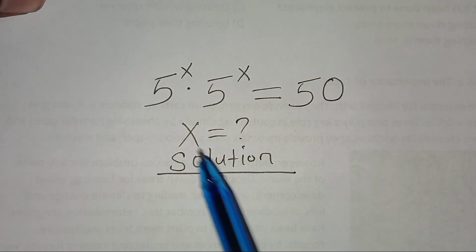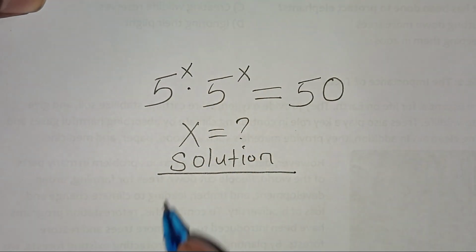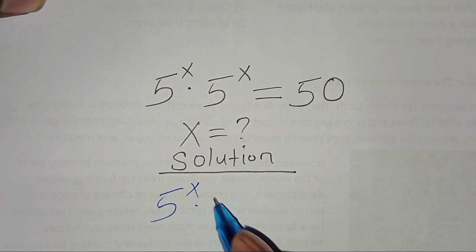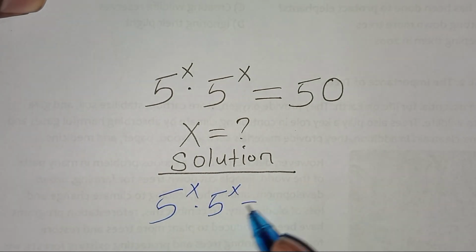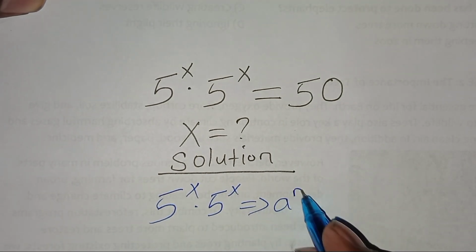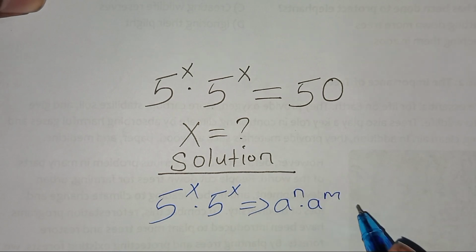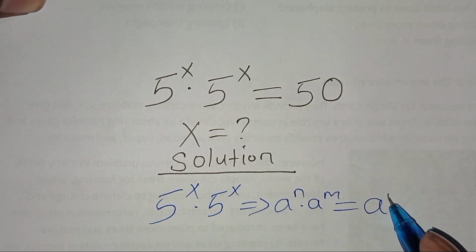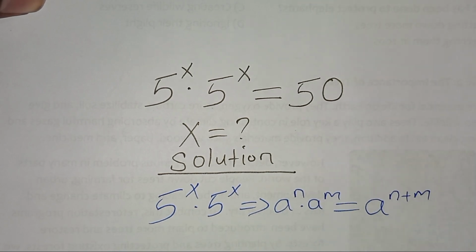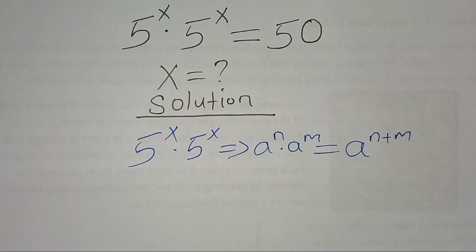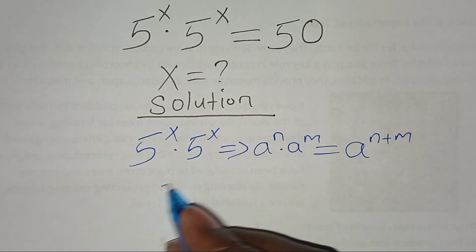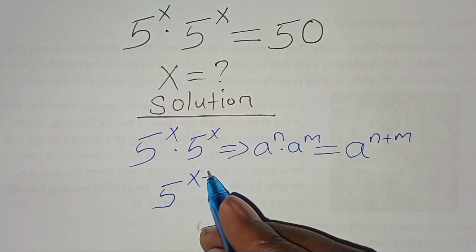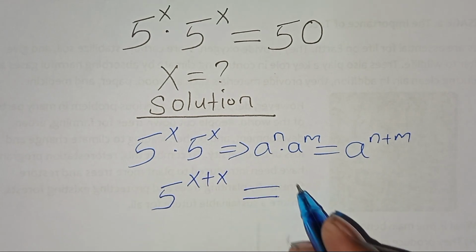Now, you find that 5 to the power x times 5 to the power x is in the form of a to the power n multiplied by a to the power m, which you can express as a to the power n plus m. So applying this exponent property, this is 5 to the power x plus x. This is equal to 50.